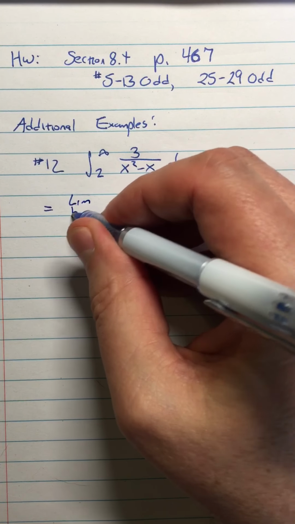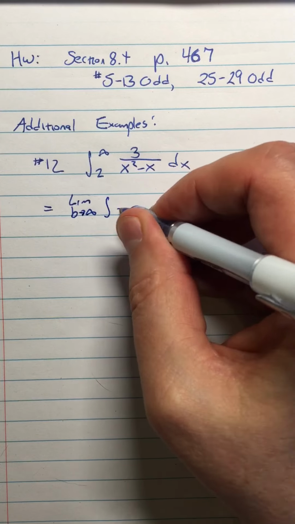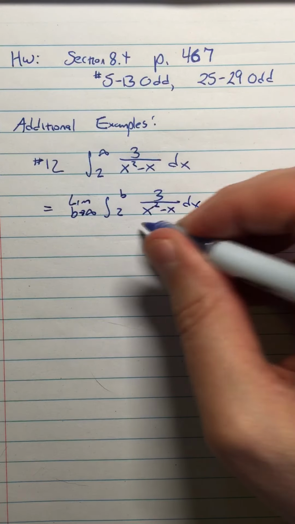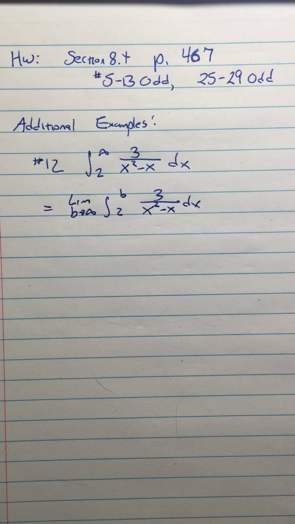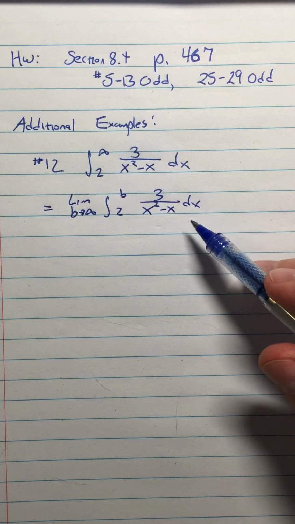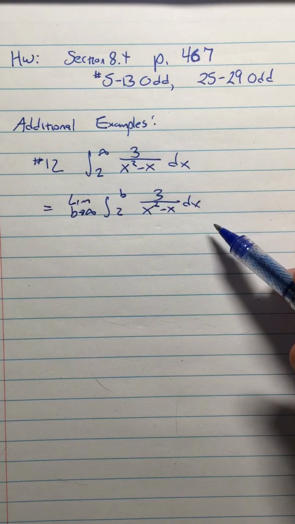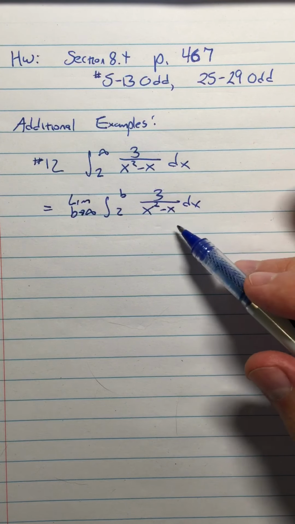So this is going to be the limit as b approaches infinity of the integral from 2 to b of 3 over x squared minus x dx. Well, how am I going to do that integral? How would you do it? So one option is completing the square. I saw somebody do it that way. I don't recommend that. That's because it's really easy to do this, the denominator factors.